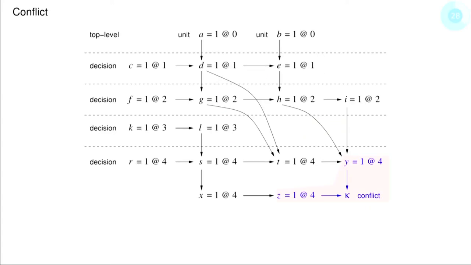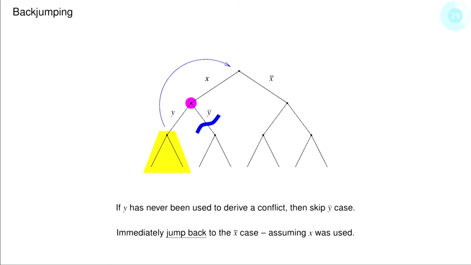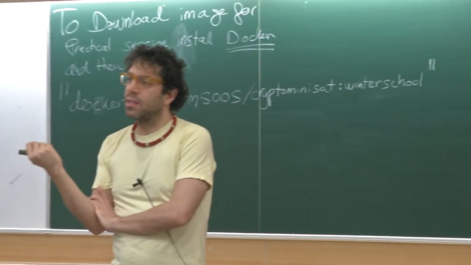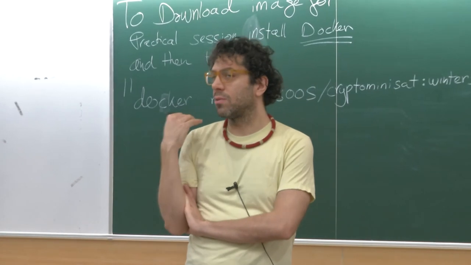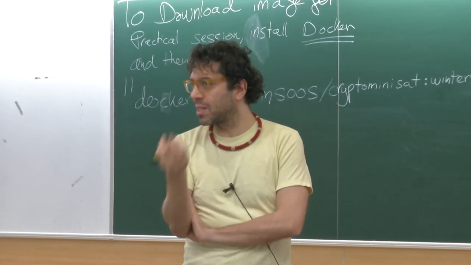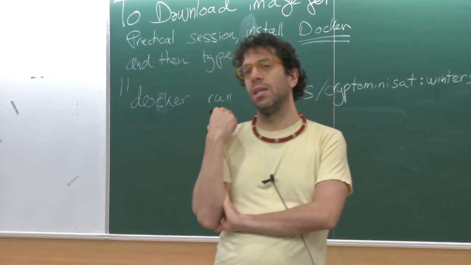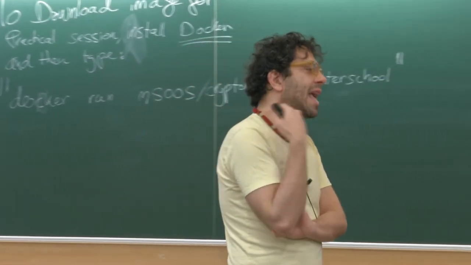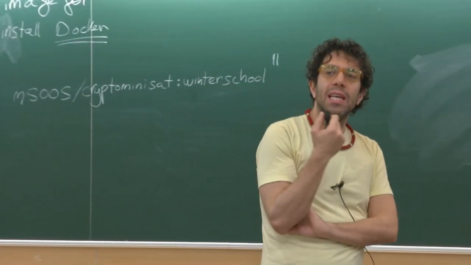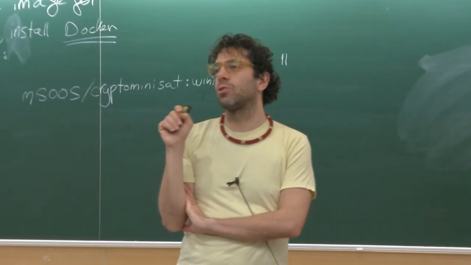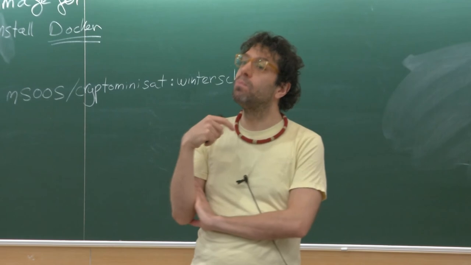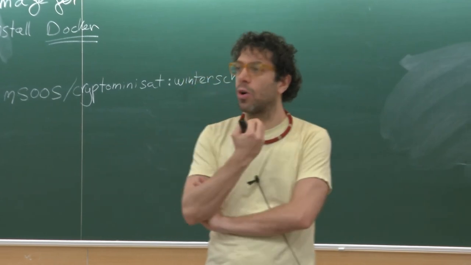I won't have time for this, neither for this. What I will talk about instead is something called backjumping. What you do is, when you derive the conflict and you derive a clause, a resolvent of some of the clauses that led to this particular conflict, then sometimes that clause will actually imply that not only the last decision you made was wrong, but actually a decision previous to it was wrong.